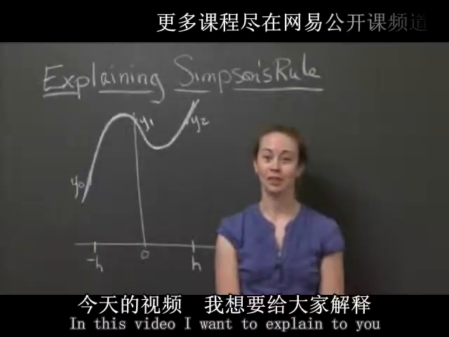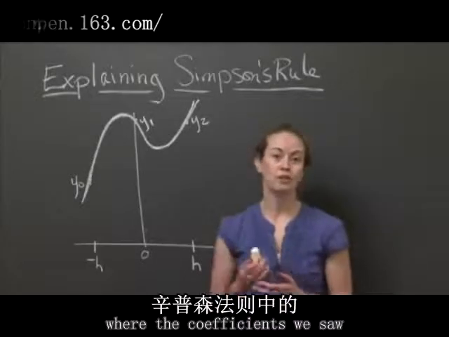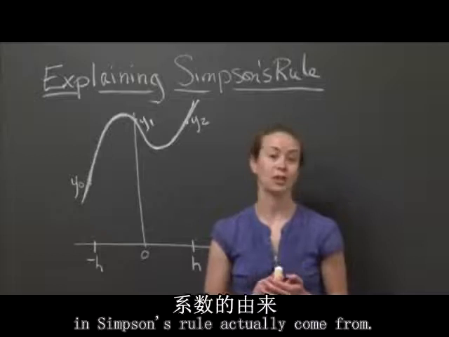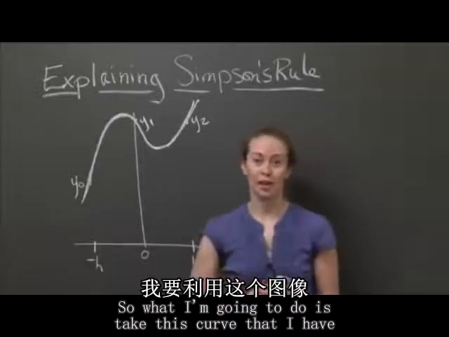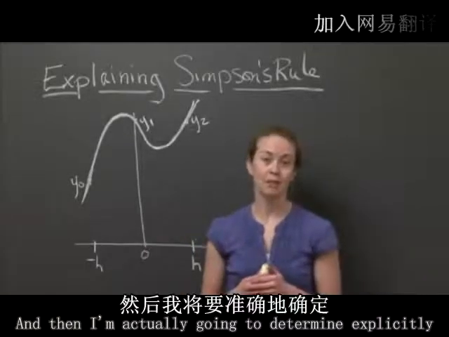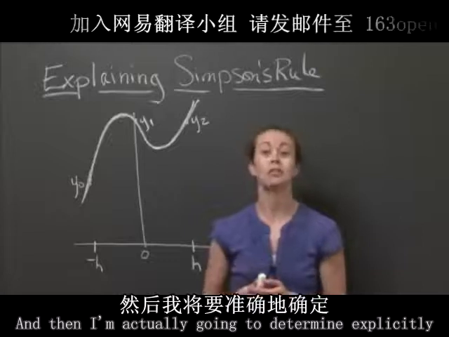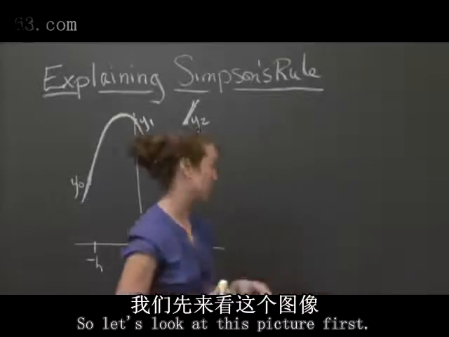Welcome back to recitation. In this video, I want to explain to you where the coefficients we saw in Simpson's rule actually come from. So what I'm going to do is take this curve that I have and show you what the picture of Simpson's rule does, and then I'm actually going to determine explicitly where the coefficients come from. So let's look at this picture first.